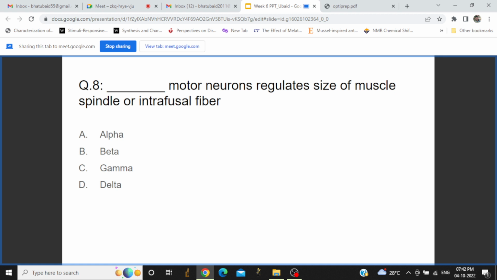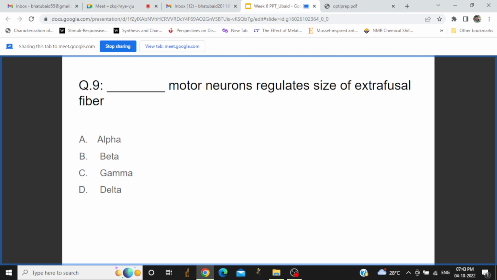Another question is: dash motor neurons regulate the size of the muscle spindle or intrafusal fiber. Which type of neurons? There are three types: alpha, beta, and gamma motor neurons. Which one of these regulates the muscle spindle or intrafusal fiber? Anyone? Yes, the answer is C. Gamma motor neurons regulate the size or contraction of these intrafusal fibers.